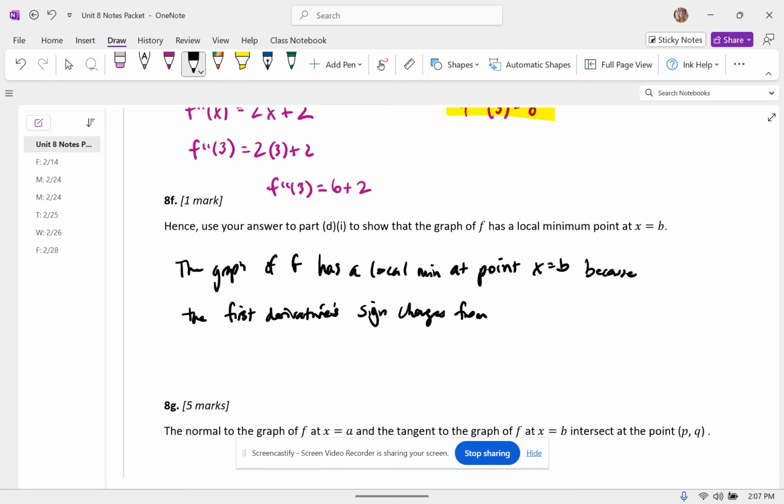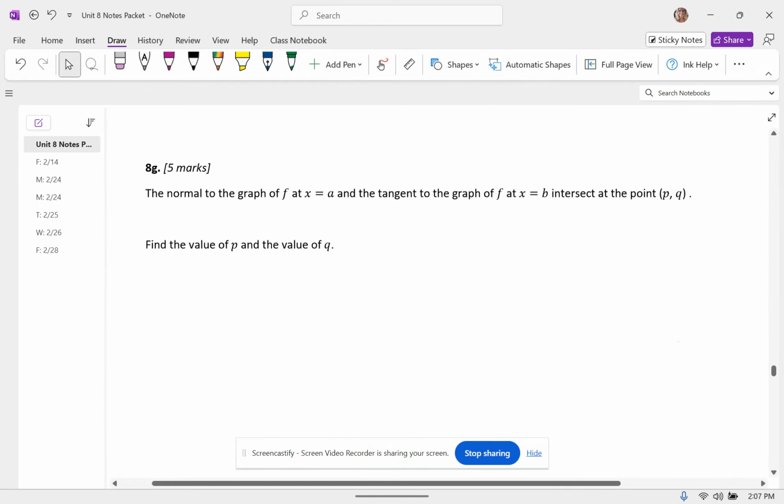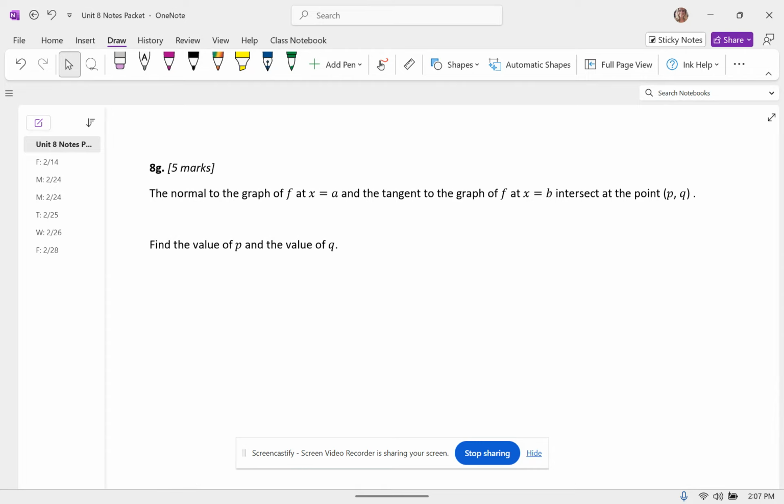Changes from, so a min, it's going to change from negative to positive. Okay. All right, here we are. This is the end cap. This is the 5 marker at the end, right? So you're probably going to have to use your what? Brain. Your left leg, your brain. Good job. So it says the normal, at least one finger.